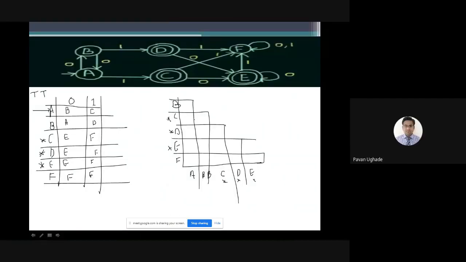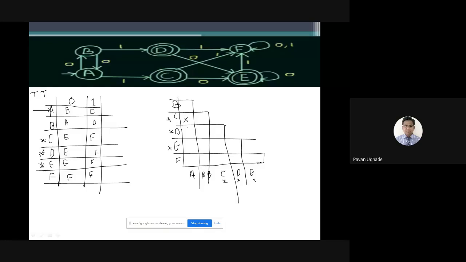Very good. What about AC? A is a non-final state and C is a final state. That's why I marked it here, so that we can easily understand. So it is crossed, and this applies to the cells AC, AD, and AE, in which A is non-final but C, D, E are final states. Any combination of a final and a non-final state is considered distinguishable, so we simply mark it as a cross. That's it.